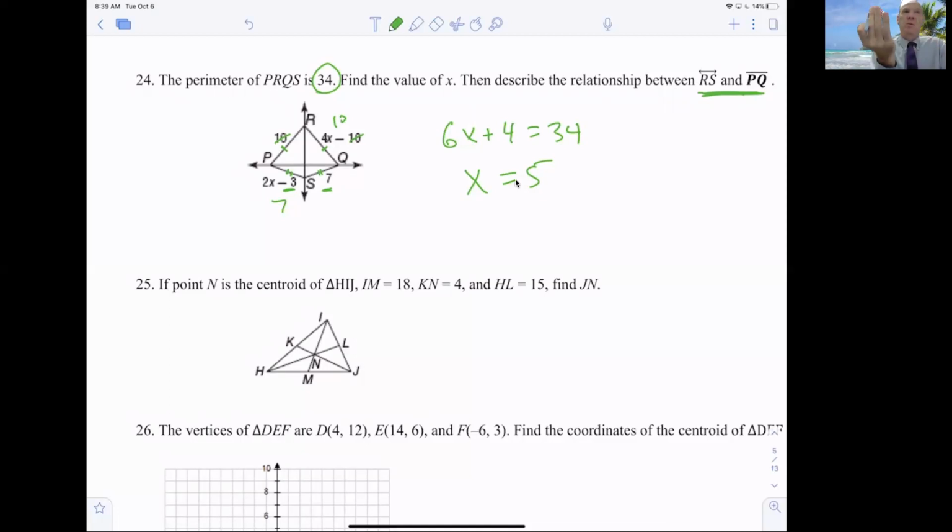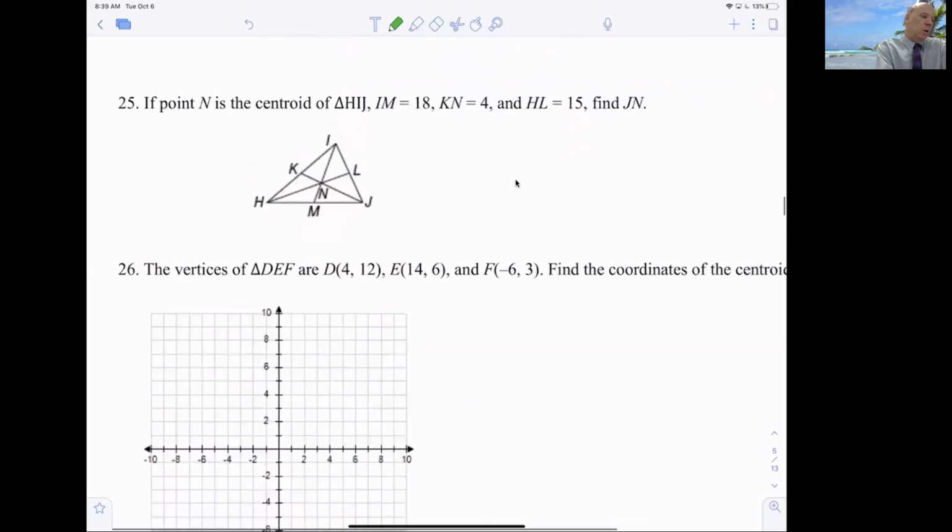And then we found that X was 5. And then I plugged 5 back in, and it tells me that PR is equal to RQ, and SQ is equal to PS. Therefore, they're perpendicular bisectors. Right, is everybody happy with that? All right, here we go.